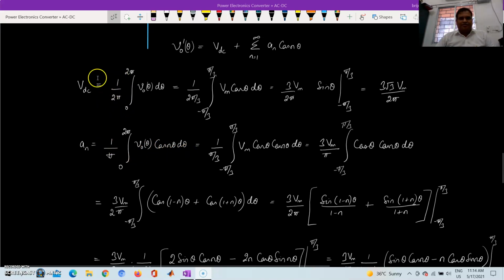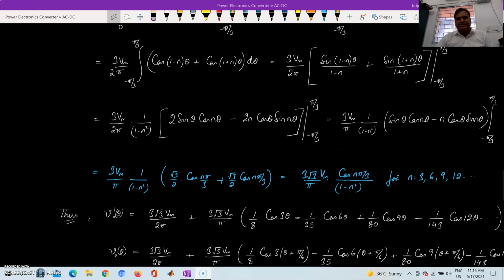So we can see from the average value what An is: 1 by pi. Simply from 1 by 2 pi by 3, you just write 1 by pi by 3. Rest of the things are the same with cos n theta, and then we do the integration of it. After doing the integration, we come to the value that this is coming around 3√3 Vm by pi cos n pi by 3 by 1 minus n square.